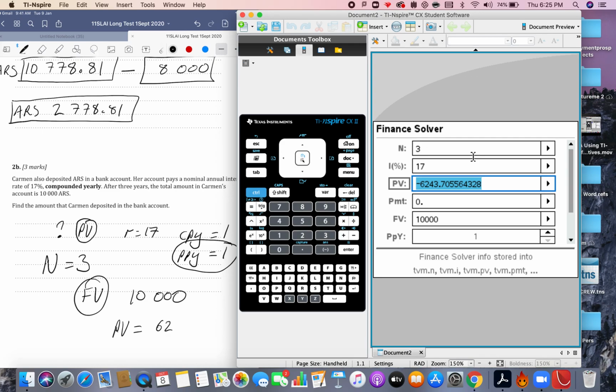is 6,243.71, and that's Argentinian pesos. That's how much goes away from us into the bank to invest, so that we get back exactly 10,000 in 3 years at 17%.